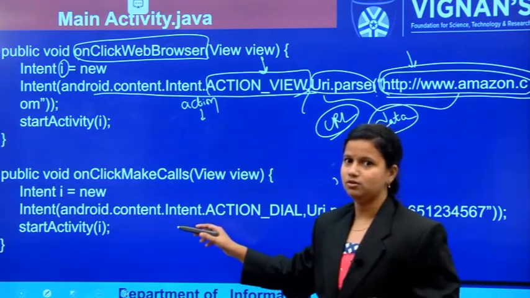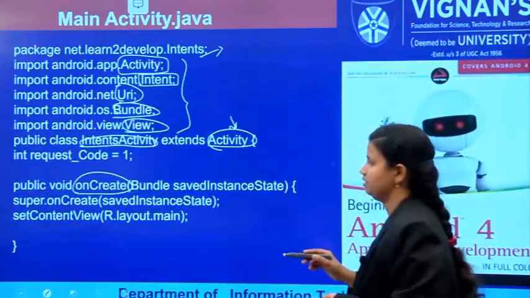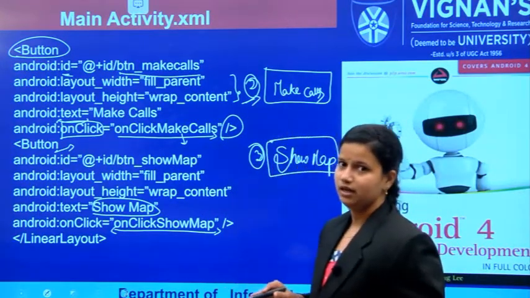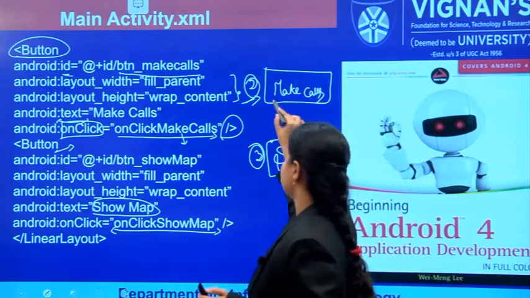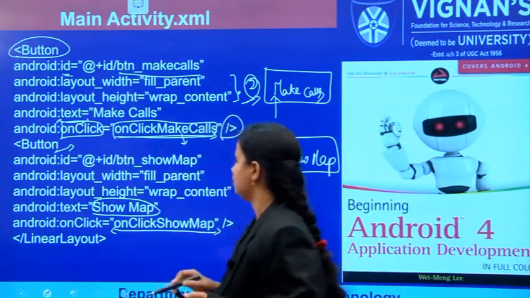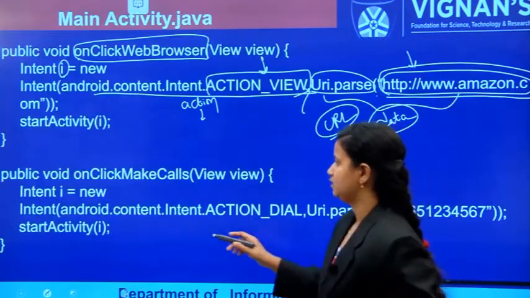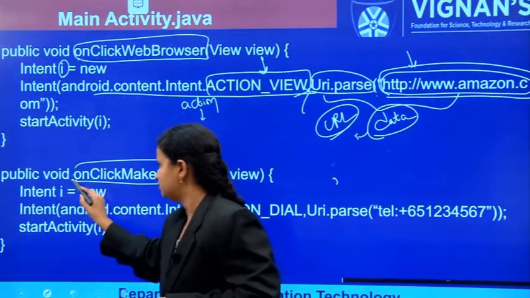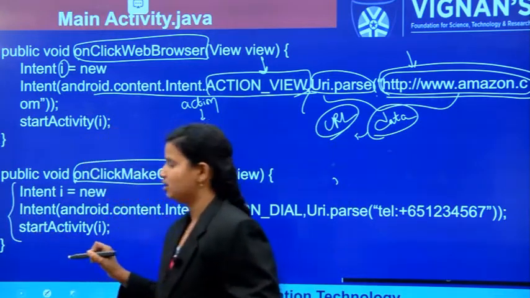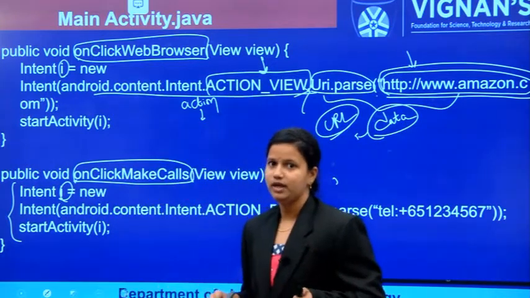And next thing is we have to go with on click make a call. If you are observing that one, in the second button, what is the name of the button? Make a call. So when you are clicking this make a call, it will go to the function on click make a call. To implement that, we have to write a method like this. It will directly call this method. What we have to perform is nothing but it will also call one intent. That means we have to create one intent object.